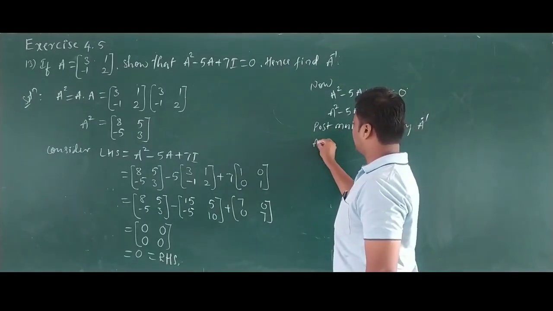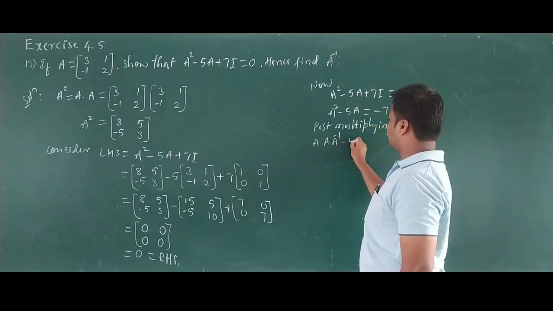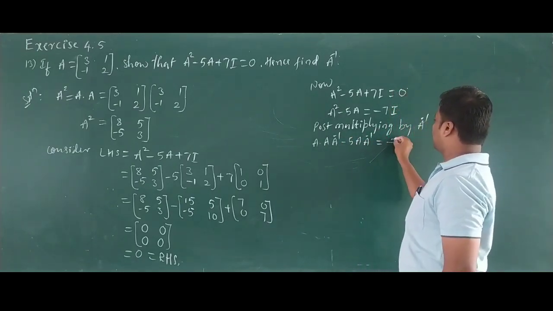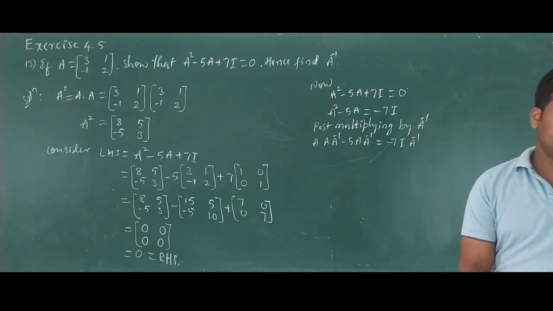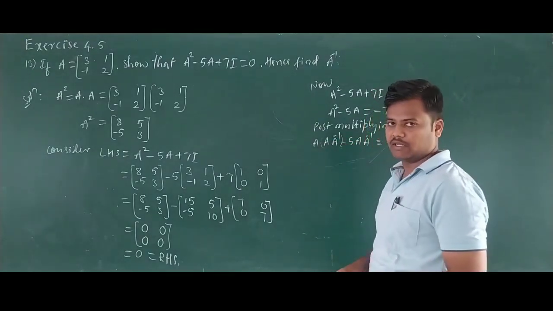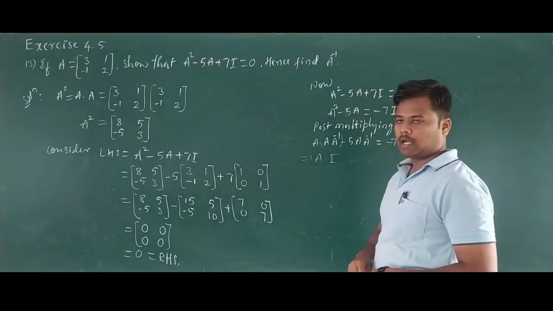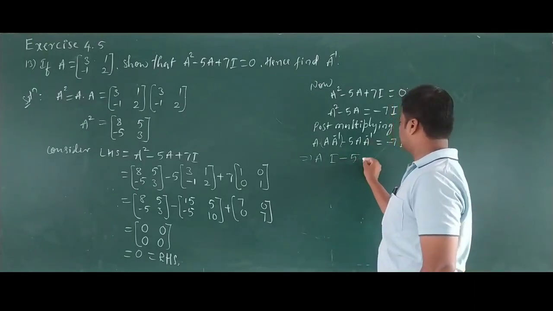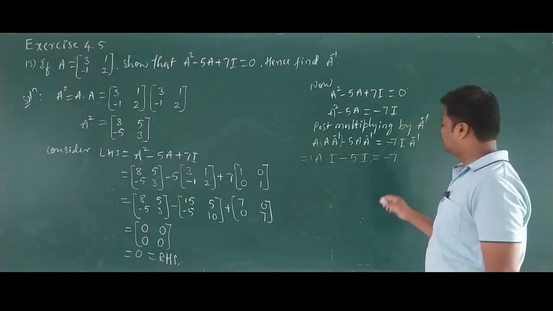A square can be written as A into A, post multiplying by A inverse. So A into A into A inverse minus 5 into A into A inverse equals minus 7 into I into A inverse. Okay. Next, A into A inverse is I. This implies A into I minus 5 into I equals minus 7 into I into A inverse, which is A inverse.